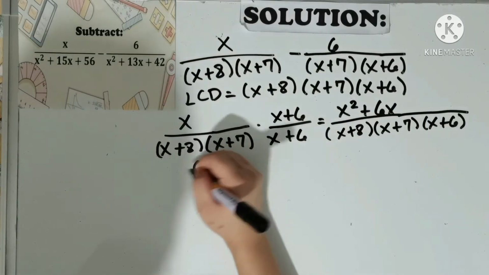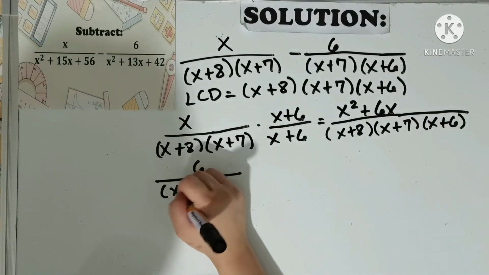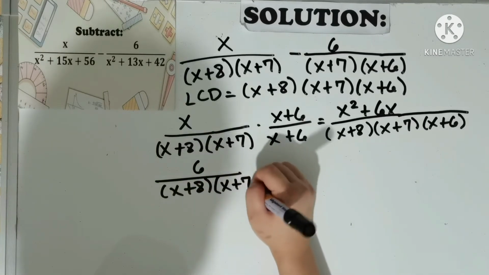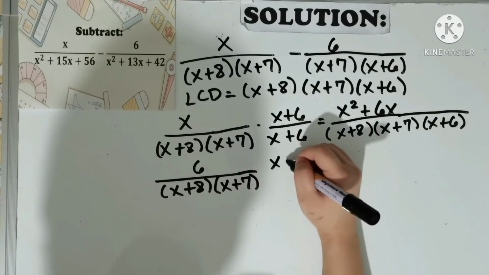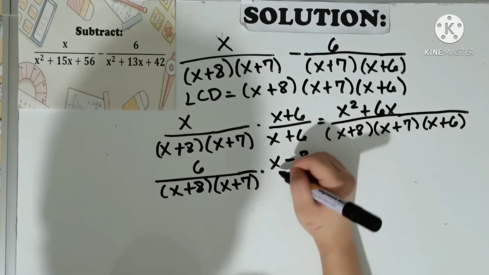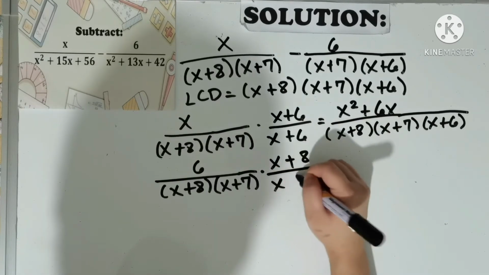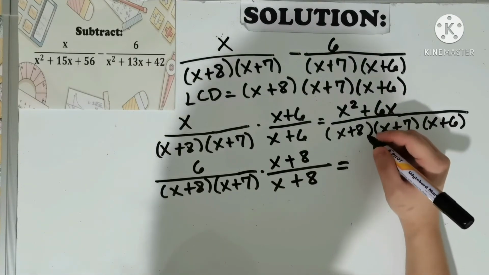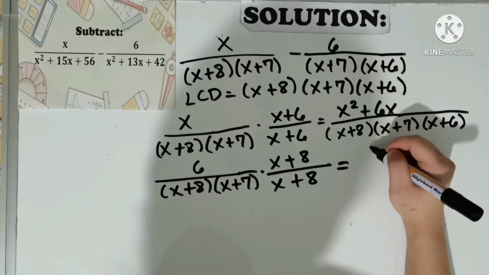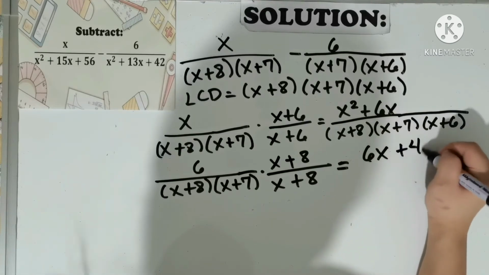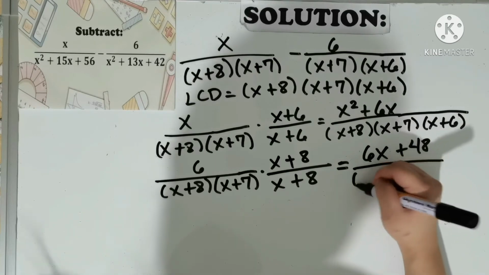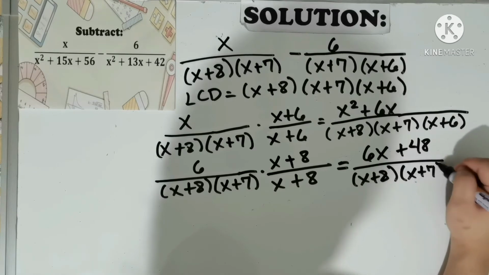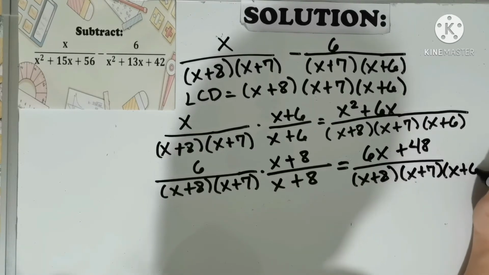And we multiply x over x squared by x plus 8 multiplied by the quantity x plus 7 by x minus 8 plus 8 over x plus 8 is equal to 6x plus 48 over the quantity of x plus 8 multiplied by the quantity of x plus 7 multiplied by the quantity of x plus 6.